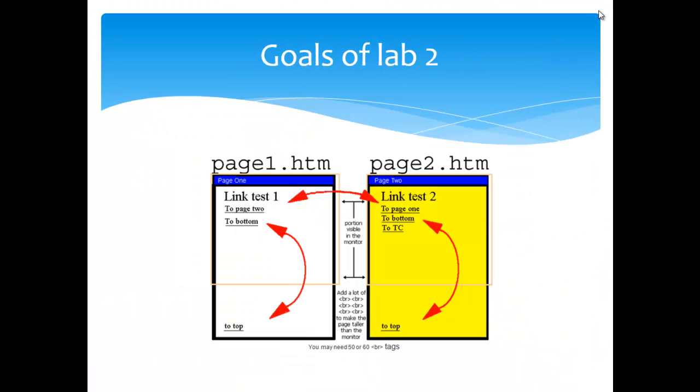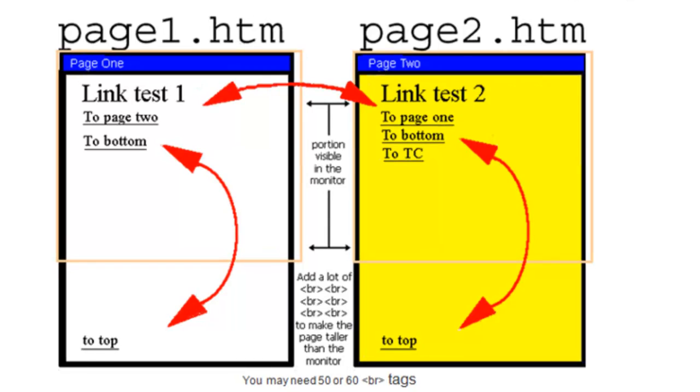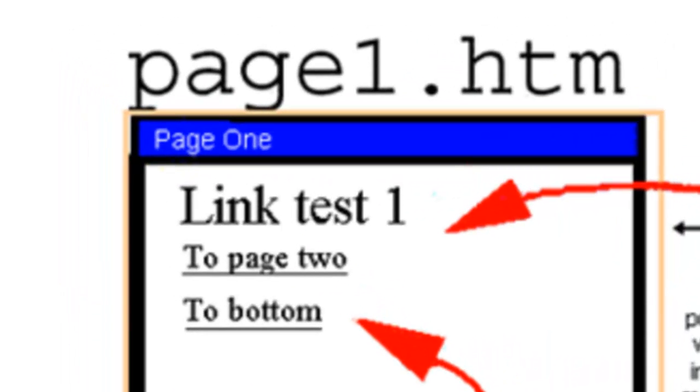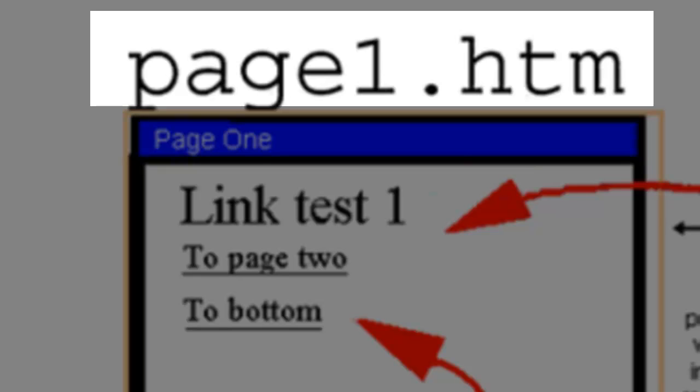These are the goals of Lab 2, to make a file named page1.htm and a file named page2.htm. You'll notice the title of page 1 is page 1 spelled out. Recall, no spaces in file names, but titles you may type out in English. You'll have a headline that says link test 1. We notice that our text is black. We'll notice that our background is white.